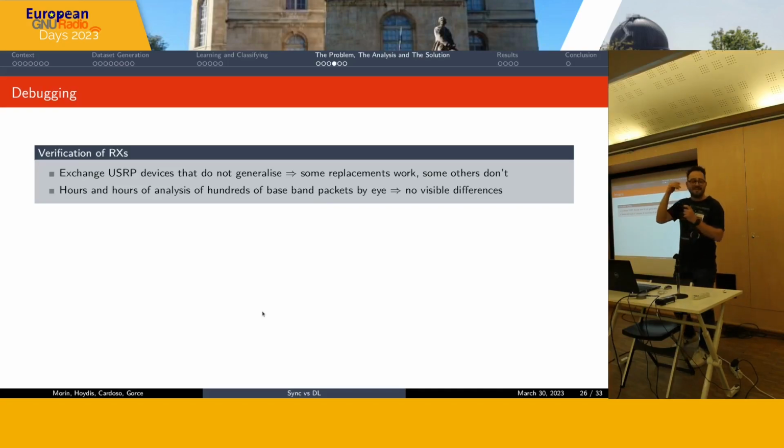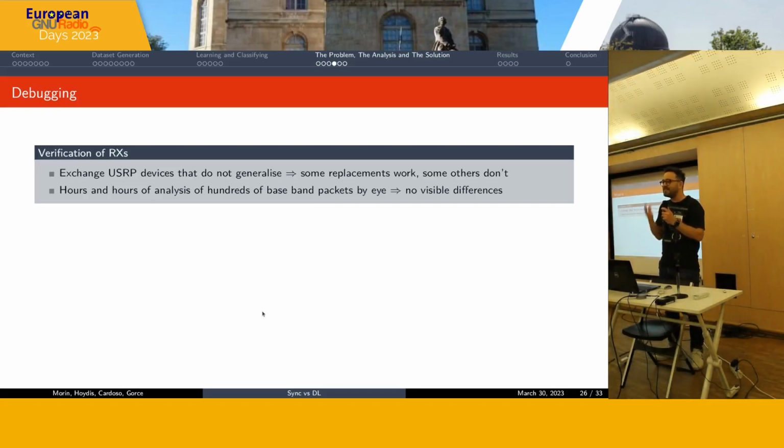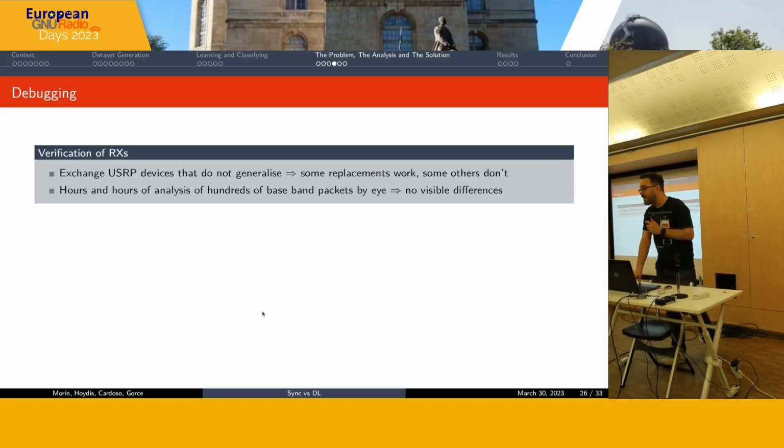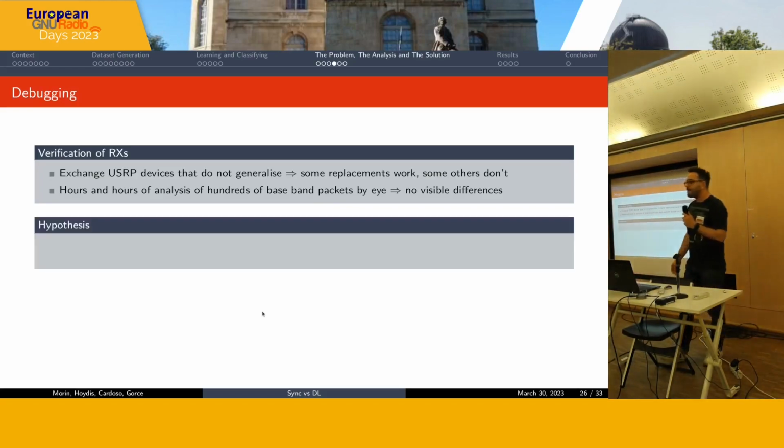So Cyril and I, we spent hours and hours and hours on the computer screen looking at packets, raw packets, IQ samples, trying to understand what's happening. And we couldn't find anything that was worth noting. The packets looked the same. Up to our eyes, of course, they look the same. So no visible differences.